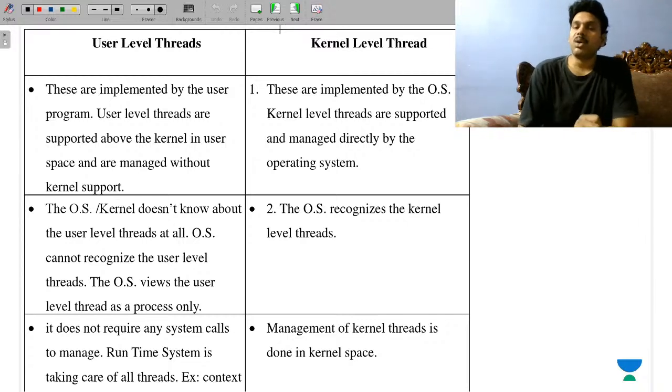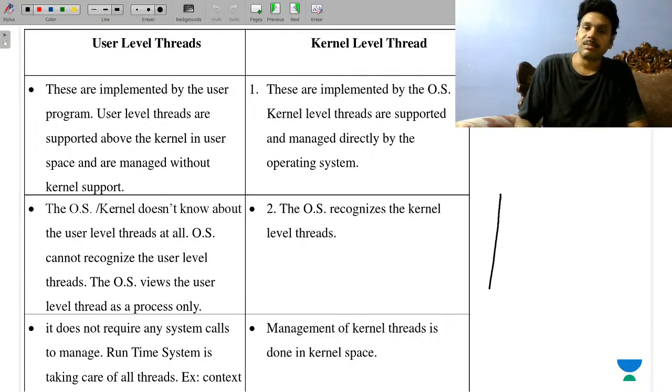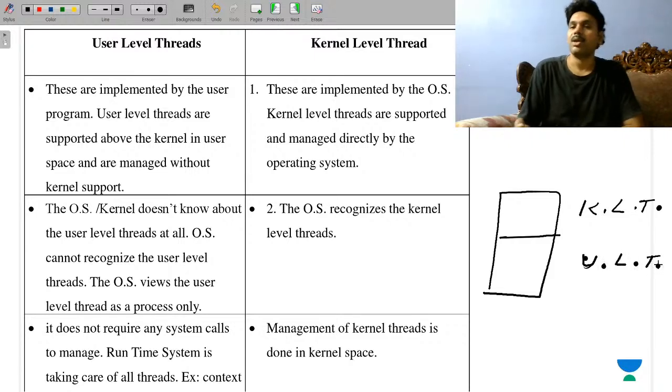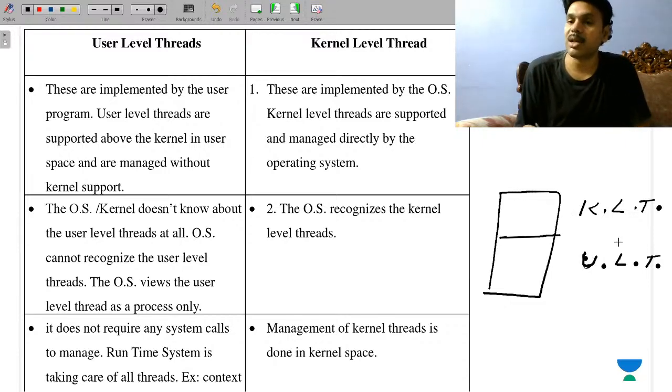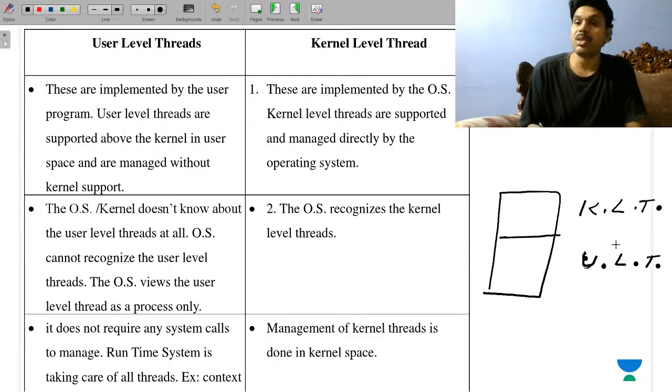And now we have two important kinds of threads. The threads which execute in kernel mode are called what? Kernel threads, kernel level threads. And the other threads are user level threads. So what are user level threads? User level threads are created by a user program, and kernel level threads are created by the kernel program, nothing but system software. What are the differences?